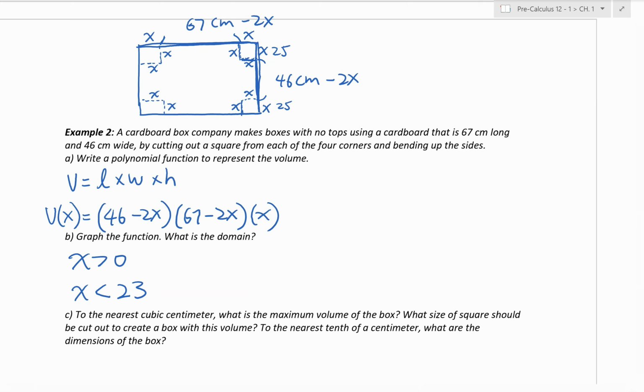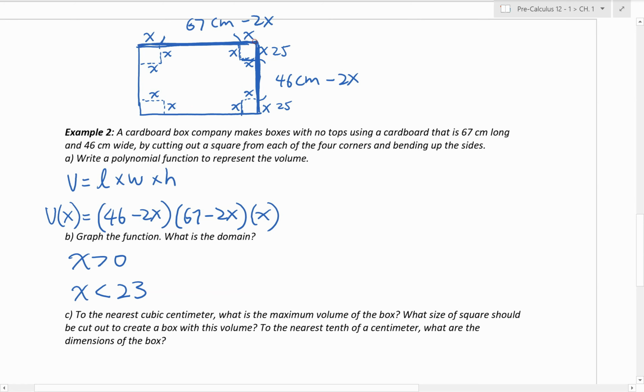Because if you cut 23, that's the halfway point, and you're basically cutting the cardboard in half. That's not a box, right? Just cut it in half. So 23 would be the limit. Now, we consider this side and not this side because this is the shorter side, right? 46 is the shorter side. So the maximum has to be there, right?